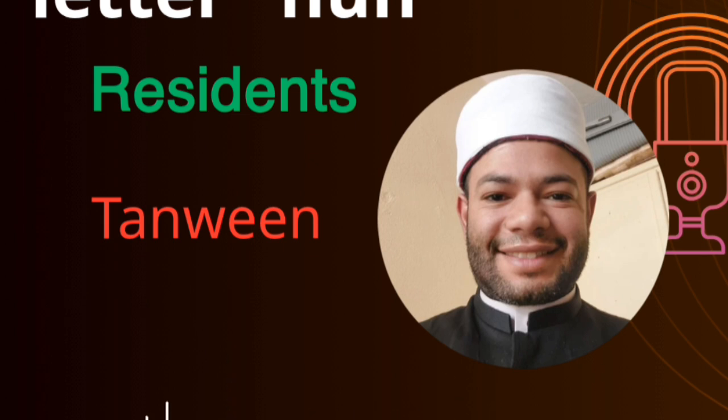Right. Let me see if I've got this. Izhar is clear nun with the 6 throat letters. Idgham is merging, often nasal, with the yarmalun letters. Correct. Iqlab is changing the N to a nasal M sound before a ba. Exactly. And Ikhfa is this sort of hidden light nasal sound for all the other 15 letters. You've nailed it. That's the essence of the 4 rules.